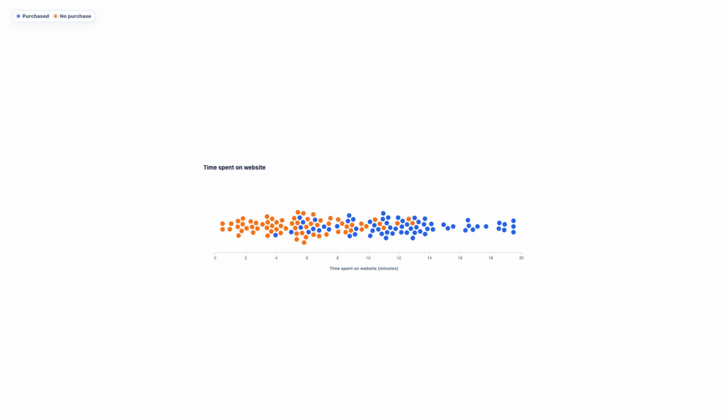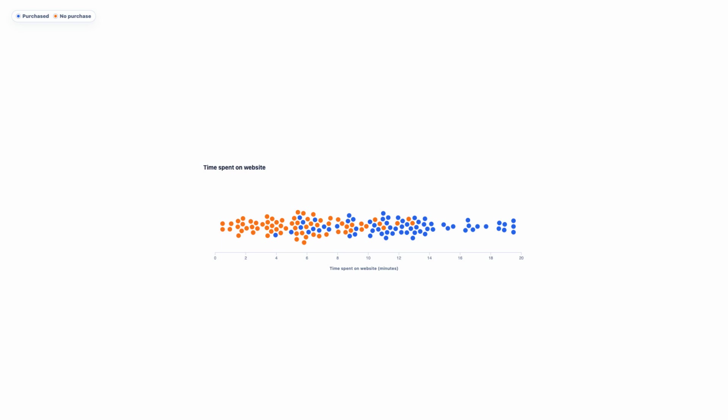Notice the pattern is not perfectly clean. There are orange sessions at longer times and blue sessions at shorter times. That is normal. A useful decision tree split does not require perfect separation. It asks whether one side becomes more dominated by one outcome, and the other side becomes more dominated by the other outcome.